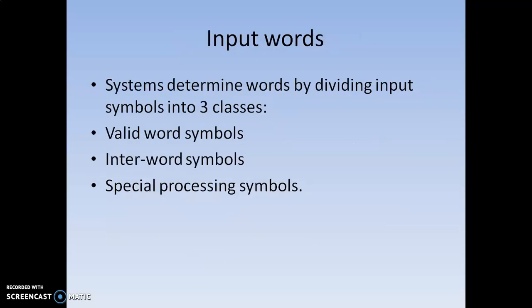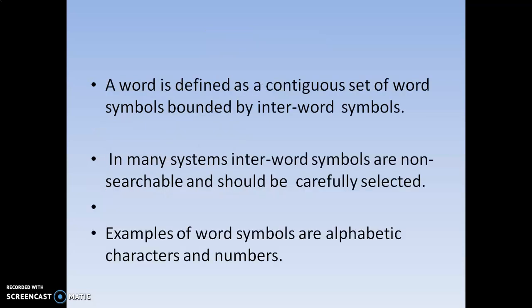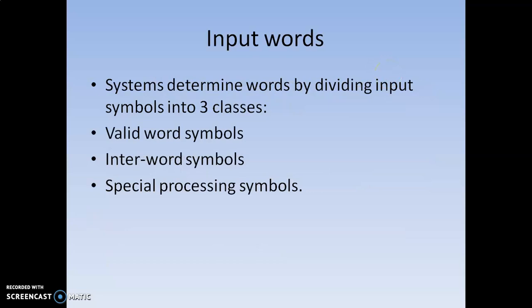And coming to the next one, input words. Whenever we have item normalization, we have some input words. These input words can be divided into three different types. What is a word actually? A word is defined as a continuous set of word symbols bounded by interword symbols. So it is normally a continuous set of characters. These words can be divided into three different classes: the valid word symbols, interword symbols, and special processing symbols. What are the valid word symbols?